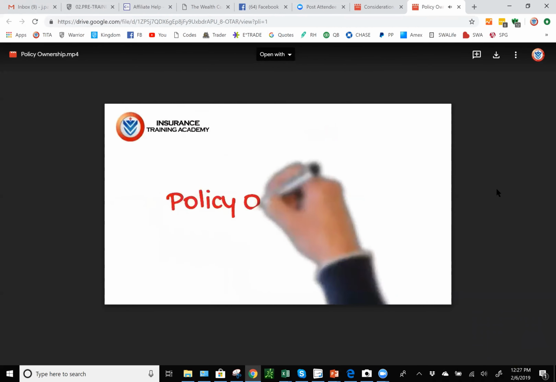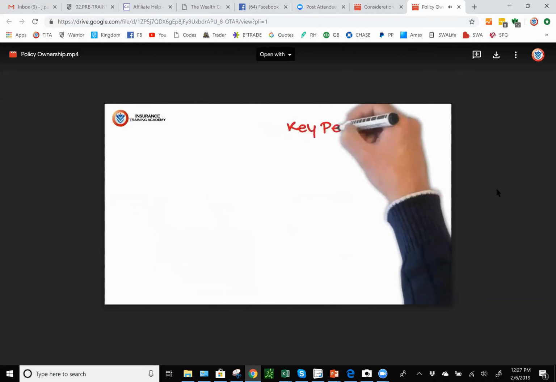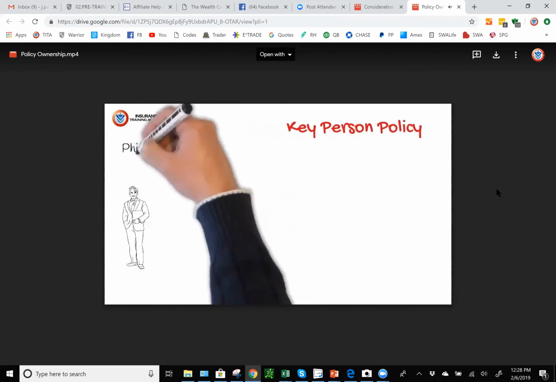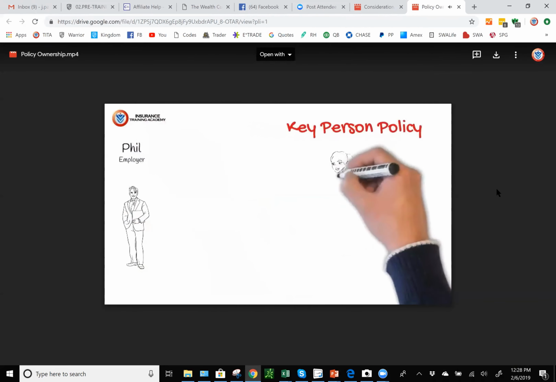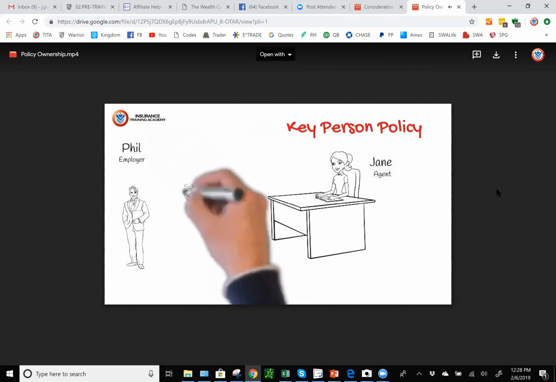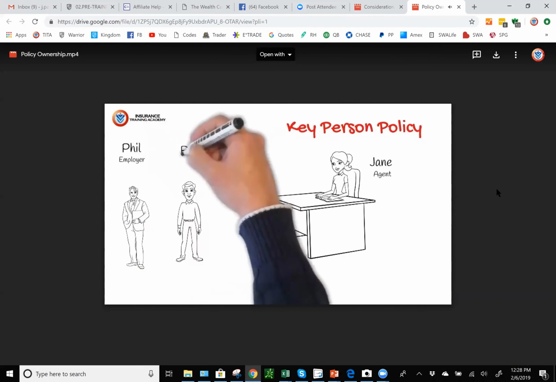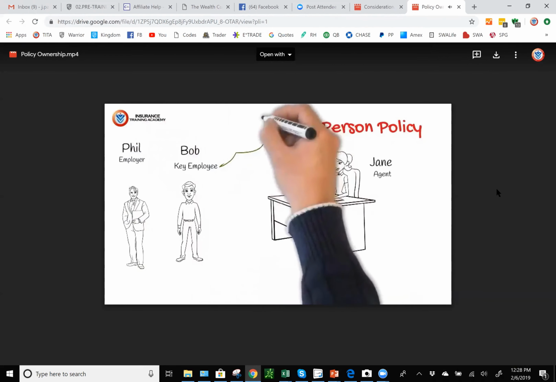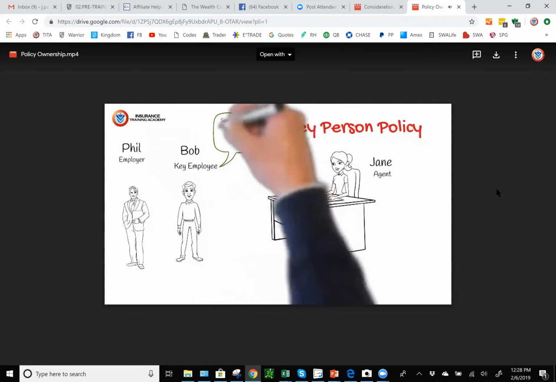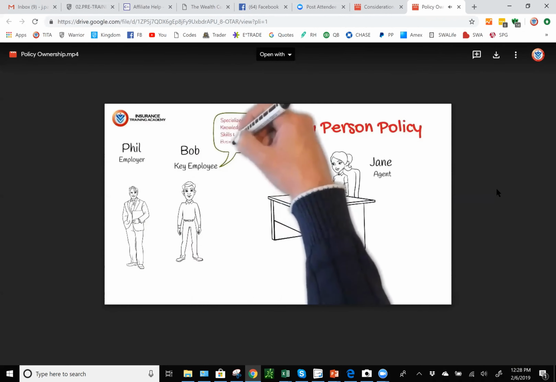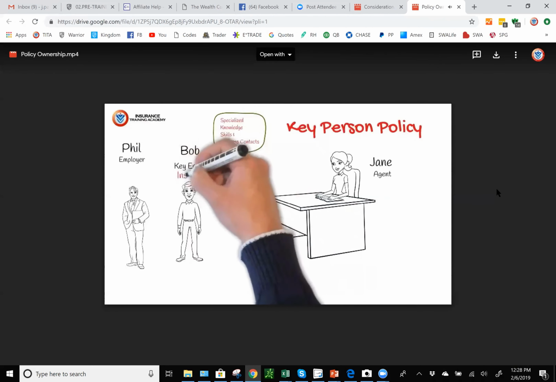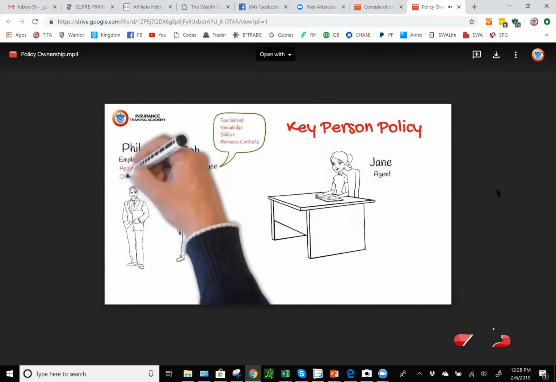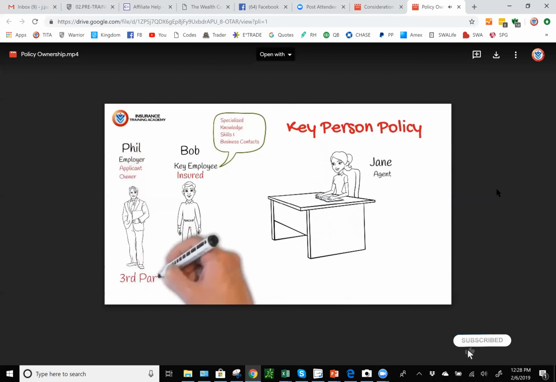Another example of third-party ownership would be a key person policy. All right, so let's say we have Phil. Phil is the business owner, the employer. Bob works for Phil. Now, Bob is not just any employee. Bob is a key employee. A key employee is someone who has specialized knowledge, skills, and business contacts, a very important part of the business operation. Now, on a key employee policy, Bob would be the insured, and Phil would be the applicant, and Phil would be the policy owner. This is also an example of third-party ownership.